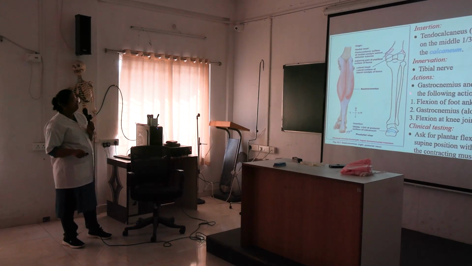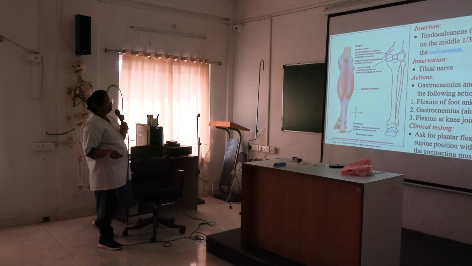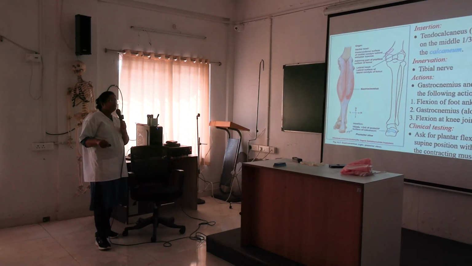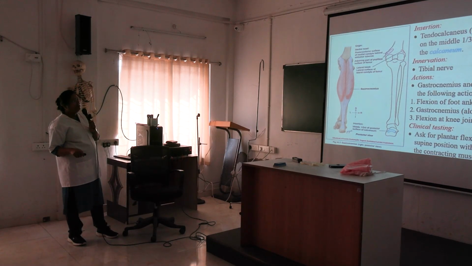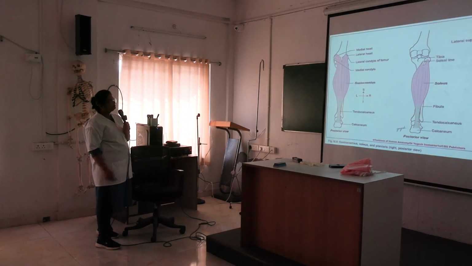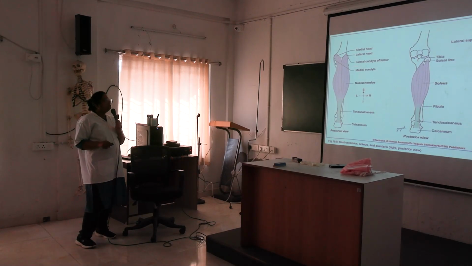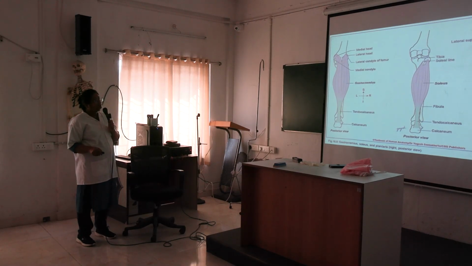Okay. And clinical testing, how will you test the muscle? Ask for plantar flexion against resistance in supine position with extended knee and feel the contracting muscle. Okay. That's how you test this gastrocnemius. See, this is posterior view gastrocnemius, and deep to it here is the soleus, and this one is plantaris muscle. Okay, very thin muscle, sometimes absent. It lies along with the lateral head of gastrocnemius, and this tendon is inserted medial to the tendocalcaneum.